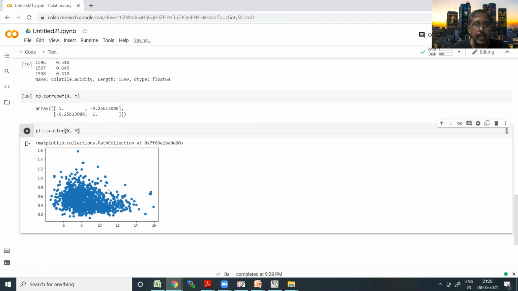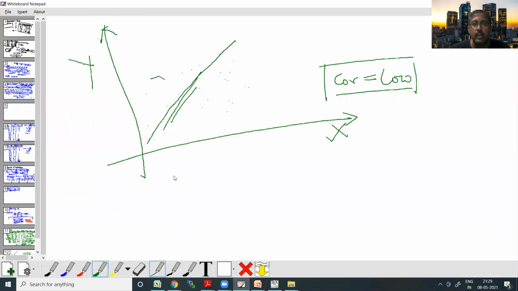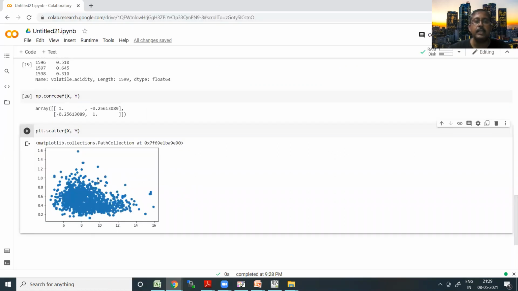In a case where x and y are the two variables and they have a good amount of positive correlation, it would have been a straight line like this, and in case there is a negative correlation, then it would have been something like this. So if there is a positive correlation, the line would be like this. If there is a negative correlation, the line would be something like this. But here there is absolutely no correlation, so we can see just a blob of data.